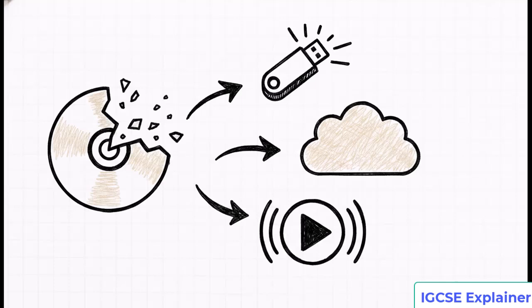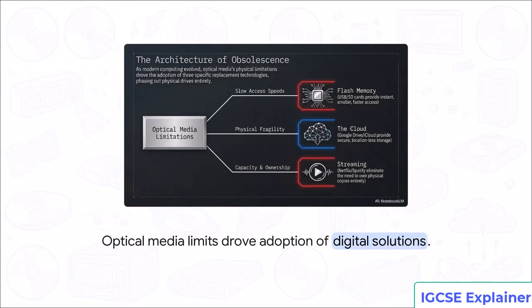First, flash memory, like your USBs and SD cards, providing instant, smaller, faster access. Second, the cloud, offering a secure, locationless storage. And third, streaming platforms, which completely eliminate the need to physically own a copy of the media at all. Let's see how this builds our modern digital era. Look at how directly these physical limitations map to the solutions we use today.